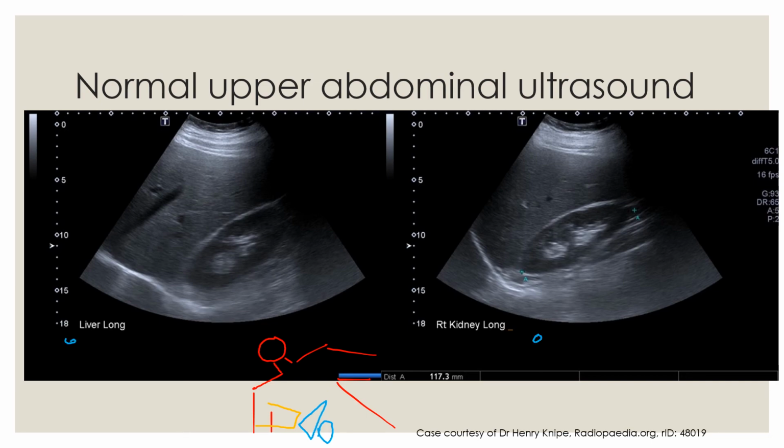This picture makes more sense if you imagine the ultrasound waves being emitted like this, with the ultrasound probe sitting here. The first thing that you'd see is the liver, which reflects some of the ultrasound waves back to the transducer. And then the second thing that you'd see is the kidney right here. And that's a similar picture here. So this is the liver and this is the kidney.